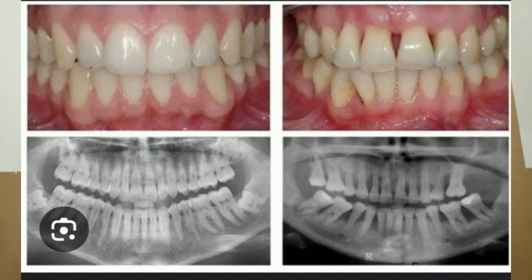Gingival diseases encompass a range of conditions affecting the gums, varying from mild inflammation to severe tissue and bone damage. These diseases are a significant concern in dental health as they can lead to serious complications if left untreated. So now let's discuss what are the types of gingival diseases.